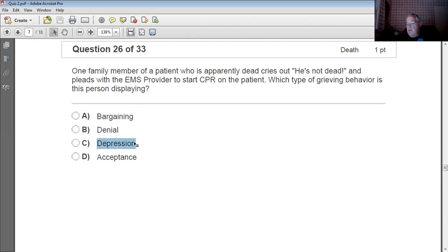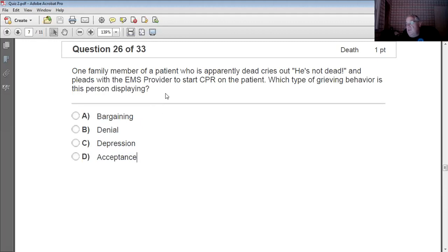We get depressed because we're going to die. And the last stage, which a lot of people never reach, is acceptance, which is you accept the fact that you're going to die. Okay, so this is again another question always on the state exam. It's always worded the same way. Hopefully it'll be the same thing.